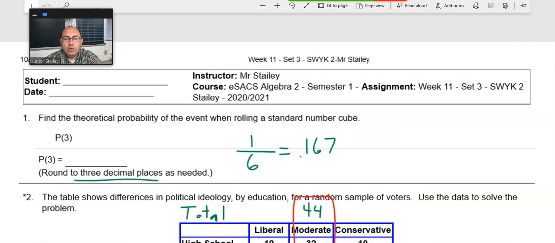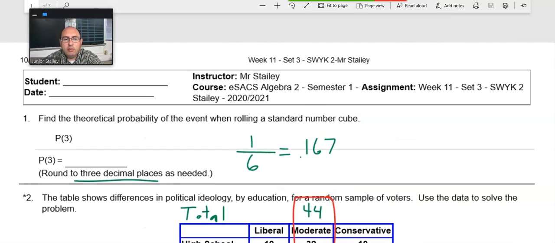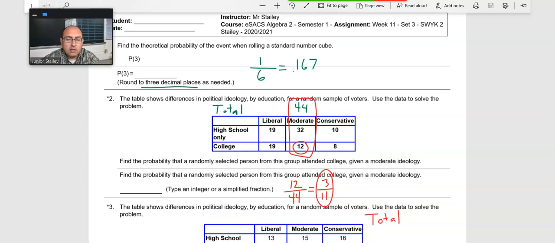Hey, we are on week 11, set 3, SWYK number 2. Last SWYK before we get to an assignment and takes you into the test.